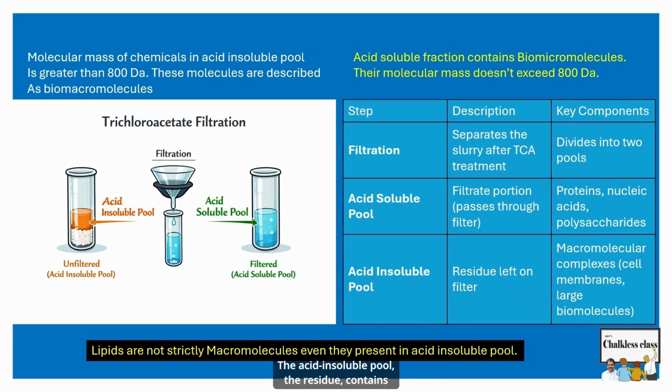The acid-insoluble pool, the residue, contains macromolecules, proteins, nucleic acids, polysaccharides, with molecular masses greater than 800 daltons. These are described as biomacromolecules. In case of lipids, they are present in the acid-insoluble pool because they are associated with membranes, but they are not strictly macromolecules in the polymeric sense. Their individual molecular weights are not as high as proteins or nucleic acids.